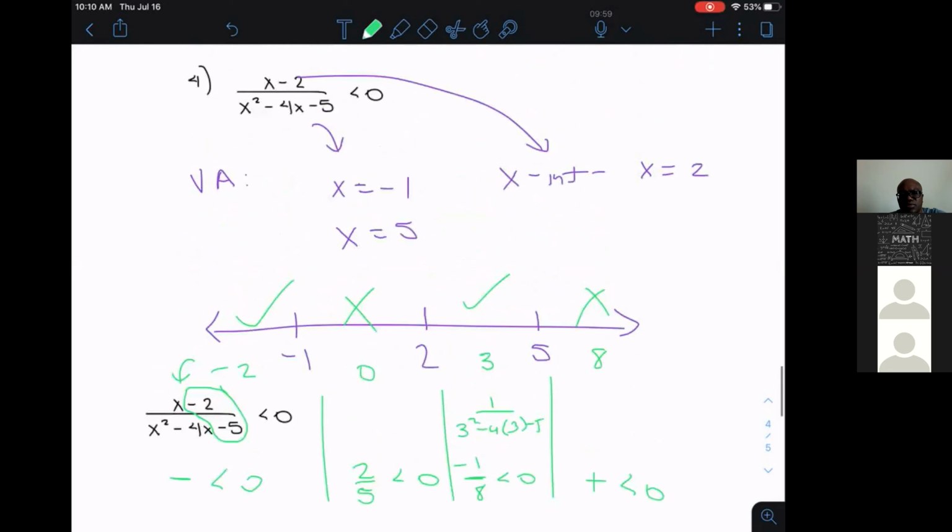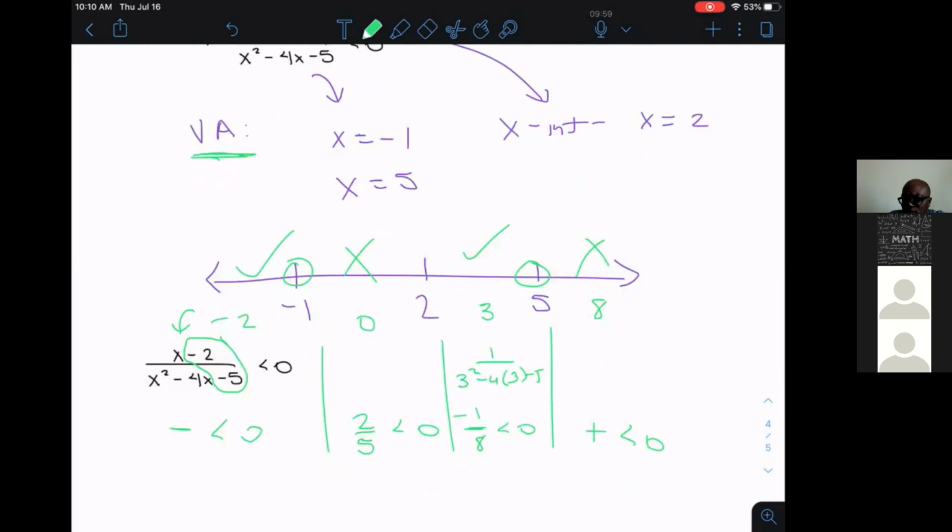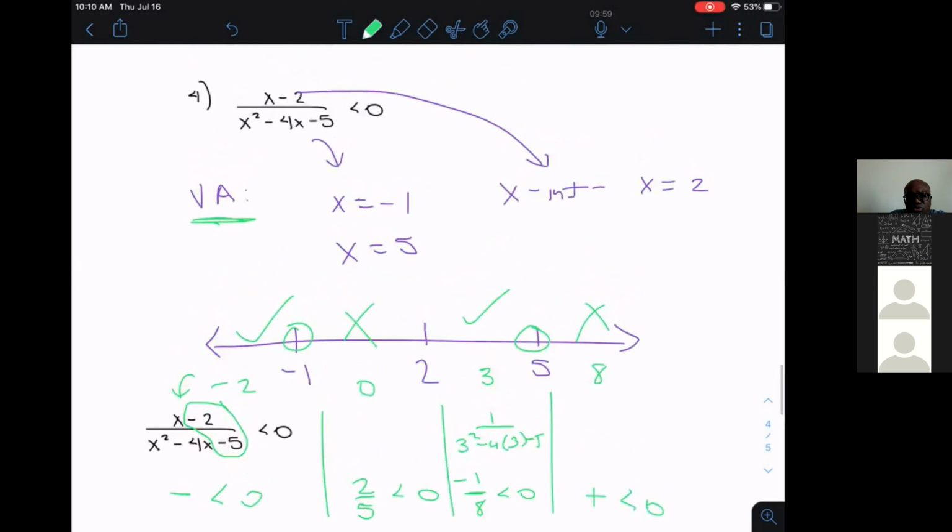And now let's identify. Do we include negative 1? No, because it's a vertical asymptote. Do we include 5? No, we don't, because it's also a vertical asymptote. And then do we include 2? No, because our sign in this case is less than.